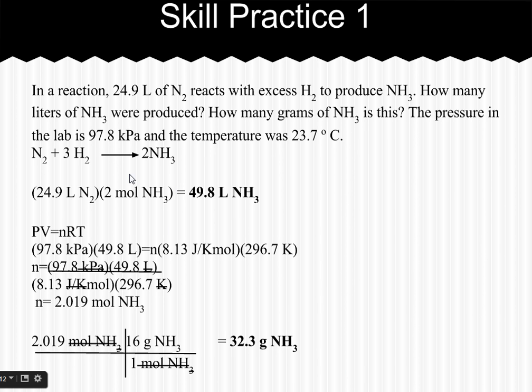So given the following equation, we can find that there are 49.8 liters of NH3, because you take 24.9 liters of N2, multiply it by 2 moles of NH3 to find 49.8. Then using PV = nRT, we can find that the moles of NH3 in the actual reaction is 2.019. And using the periodic table, there are 16 grams of NH3 in 1 mole, so you multiply 2.019 moles of NH3 by 16 grams to get 32.3 grams of NH3.